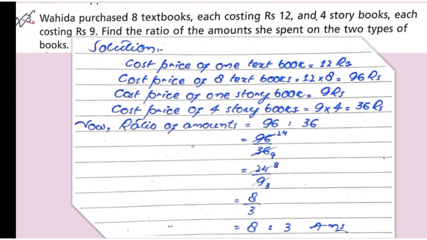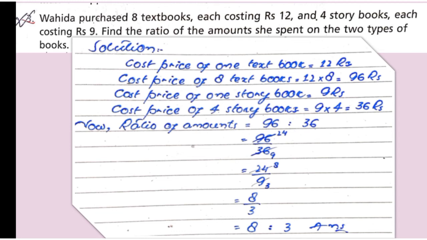Number 3: Wahida purchased 8 textbooks, each costing rupees 12, and 4 storybooks, each costing rupees 9. Find the ratio of the amounts she spent on the two types of books. Right now, we only have the cost of one textbook and the cost of one storybook, and we need to first find the cost of 8 textbooks and 4 storybooks, and only then will we be able to find the ratio of the amounts.